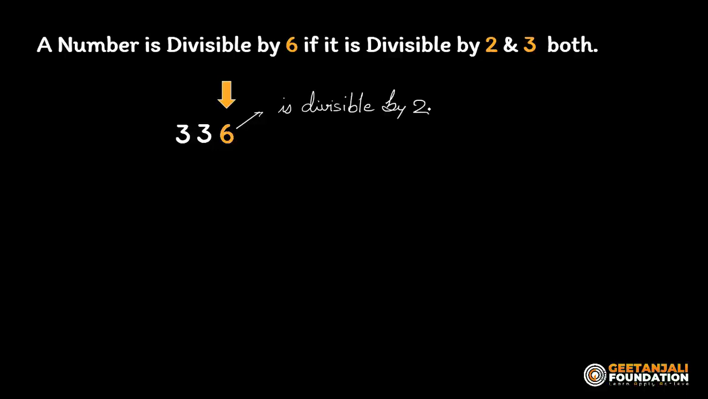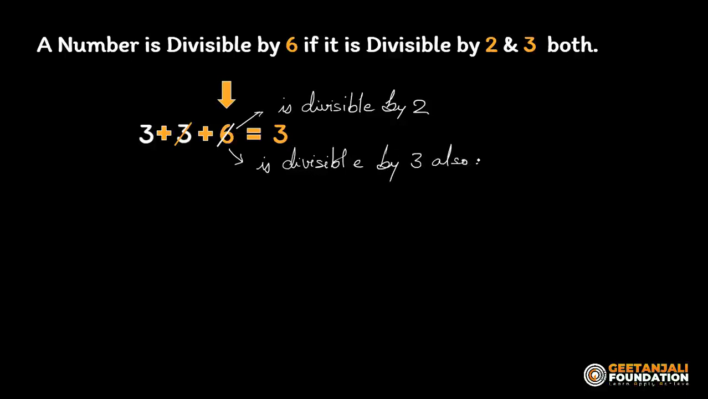Now to check divisibility by 3, we find its digit sum. You can see 3 plus 6 becomes 9. So we'll cancel that out and the digit sum is 3. Therefore, the given number is divisible by 3 as well. So the number is divisible by both 2 and 3. Therefore, the number 336 will be divisible by 6.